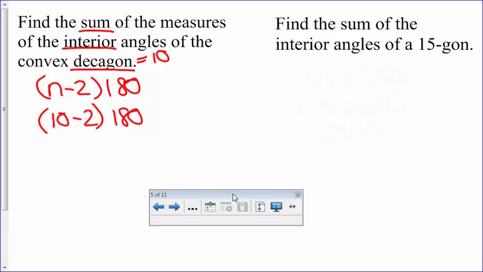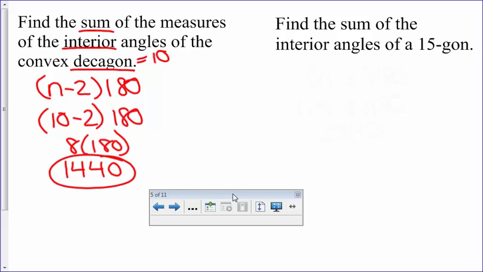You don't need to distribute on this. So 8 times 180 will give you the sum of the interior angles of a decagon, which you should have gotten as 1440. So that's your final answer. Go ahead and pause and see if you can find the answer to the next one.